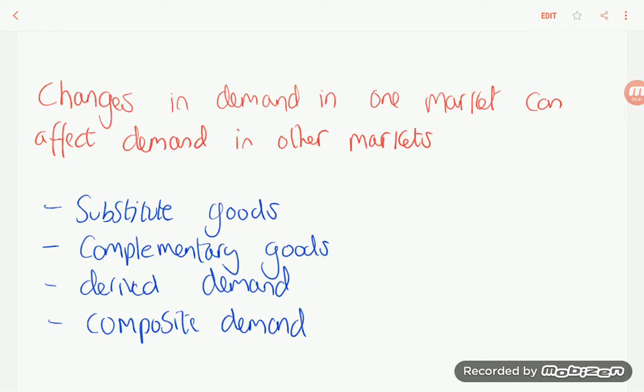Derived demand is the demand for a good or a factor of a product used in making another good or service. For example, an increase in demand for fencing will lead to an increased derived demand for wood. Some goods have more than one use. For instance, oil can be used to make plastics or for fuel. We call this composite demand. This means changes in the demand curve for fuel could lead to changes in the demand curve for plastics.